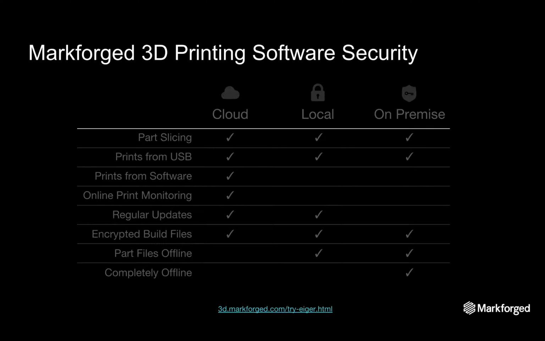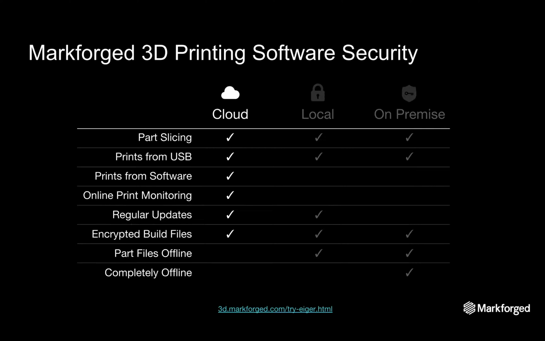I want to emphasize that Markforged really cares about you and your parts. We recognize how important security is for your intellectual property, so we actually offer a suite of software options tailored to meet the requirements of any IT department. The most common option is our cloud software. It includes the full set of features, cloud-based file management, direct communication with printers, real-time monitoring, and frequent software updates. Markforged does not have any access to any of your information. It lives within your organization, protected by build file encryption and two-factor authentication.